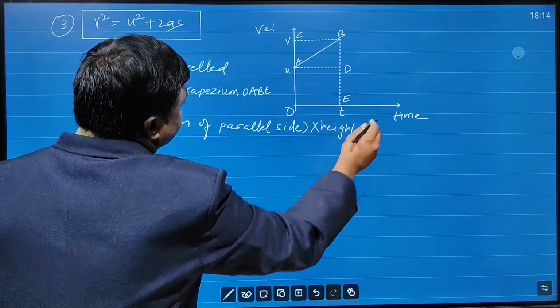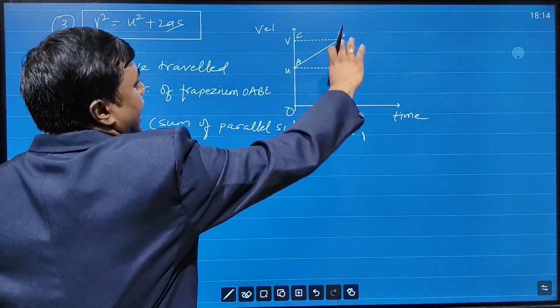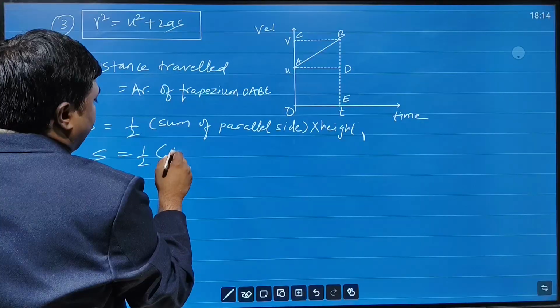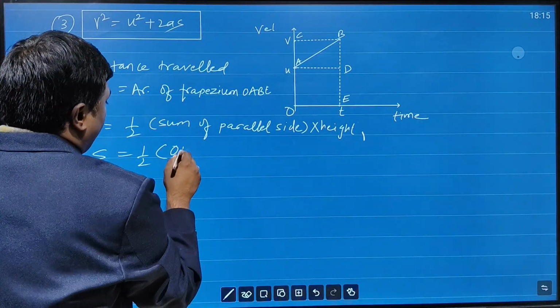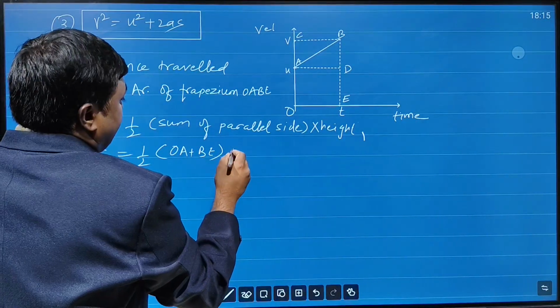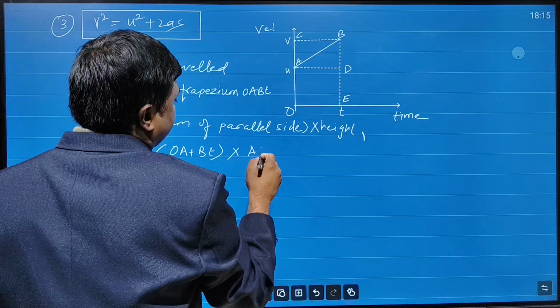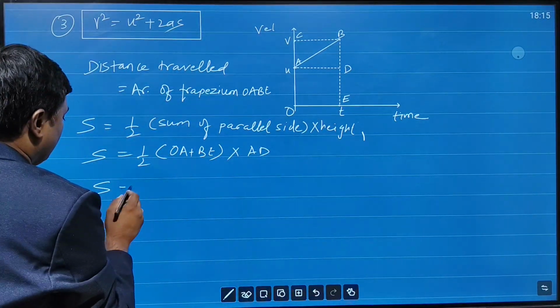Am I clear? So we can write AC is equal to, what are the parallel sides? OA and BE are the parallel sides. So can we write half into OA plus BE? Yes or no? Into height. What is the height here? This is the height, AD. Am I clear? Now substitute the values.